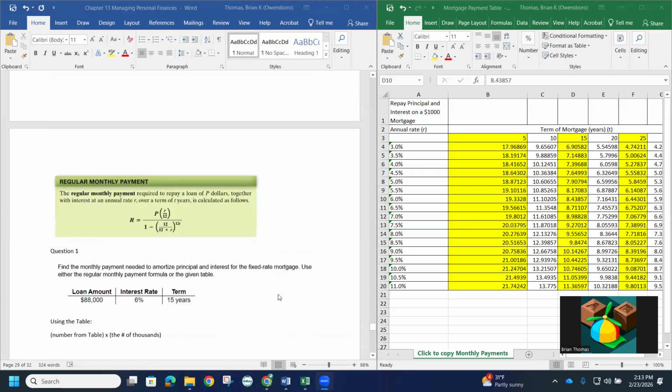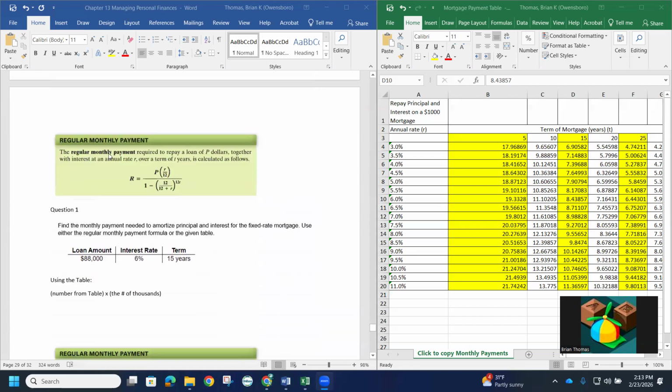So we do have a formula. The regular monthly payment formula is as follows. R stands for the regular monthly payment. P stands for principal. R is going to stand for the rate of interest, or annual interest rate. To get the monthly interest rate, you have to divide by 12. And then we have 1 minus the quantity 12 over 12 plus R, raised to the 12t. There's a lot going on in that formula. We're not going to explain why it works. We're just going to use it.